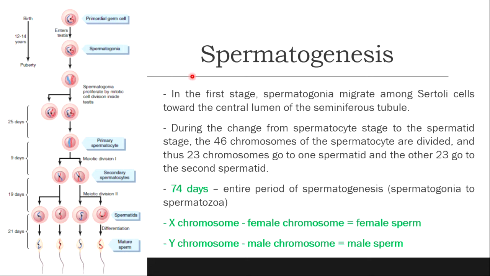Okay? So in the first stage, spermatogonia migrate among Sertoli cells toward the central lumen of the seminiferous tubules. So during the change from spermatocyte stage to the spermatid stage, the 46 chromosomes of the spermatocytes are divided, and thus 23 chromosomes go to one spermatid and the other 23 go to the second spermatid. So i-explain ko to sa diagram na to.